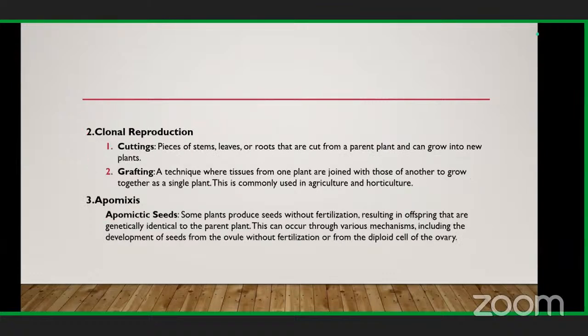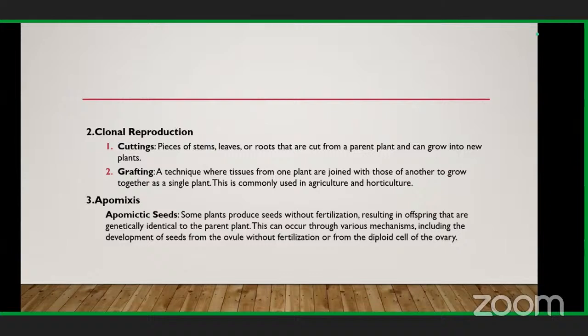Next is clonal reproduction. In our last class, we discussed the cuttings. For example, I have given the rose, where some pieces of stems, leaves, or roots are cut from the parent plant, and that can grow into new plants. We will plant it in another soil and it will grow into a new plant. And sometimes some rooting hormone is also given.